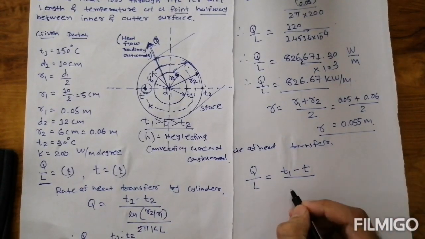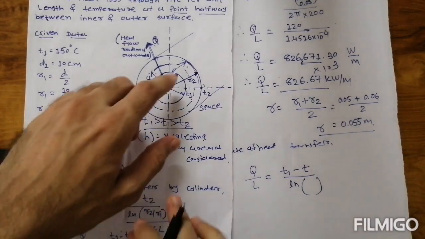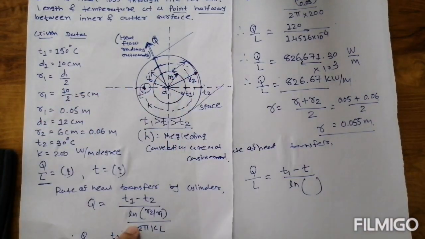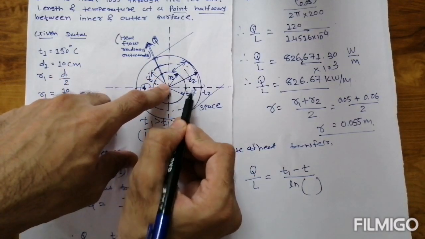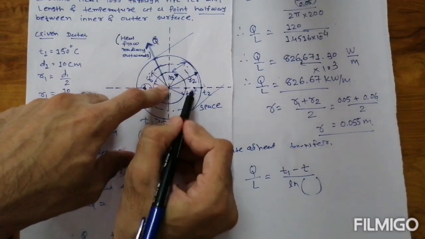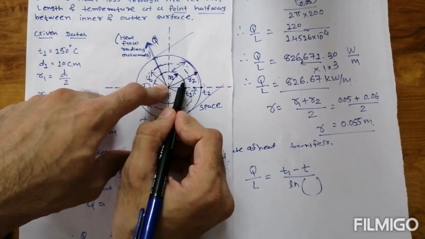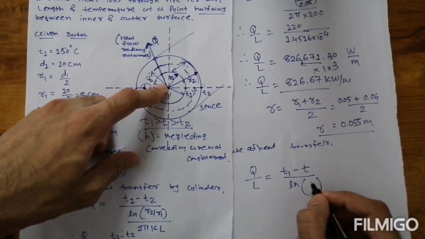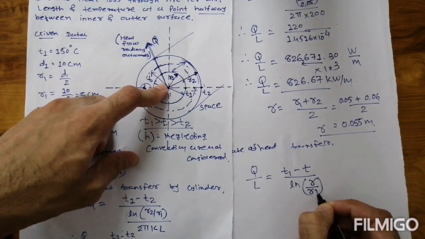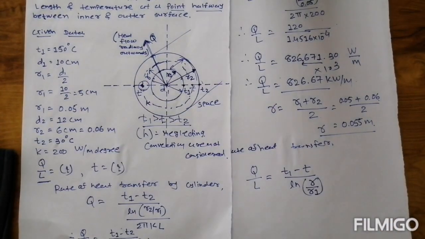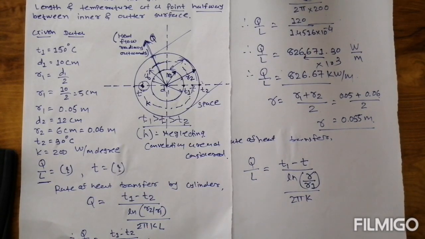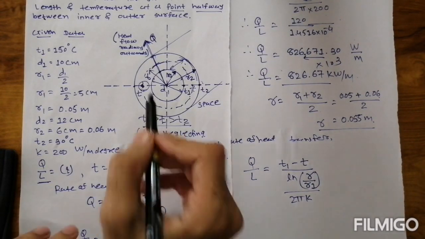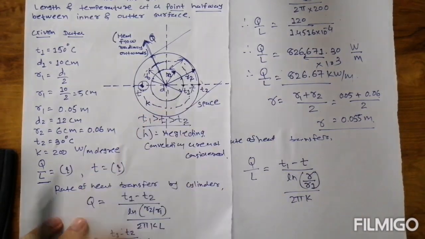Now what is our ln? Here we consider R2 by R1. Now what is our target? Heat is transferred from T1 to T. The outside radius of this halfway section is R, and the inside radius is R1. So ln is R by R1, divided by 2 pi k L, considered per unit length, so directly 2 pi k. First we consider the inside surface to the halfway surface.